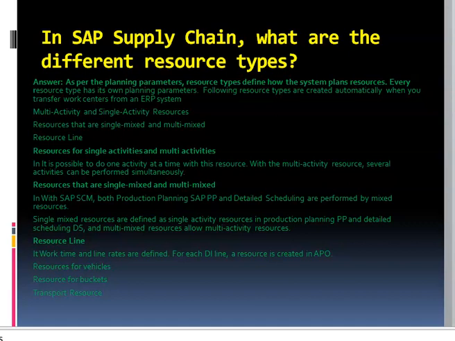Resource line: work times and line rates are defined for each line, and the resource is created in APO. Resources for vehicles, resources for buckets, transport resources.